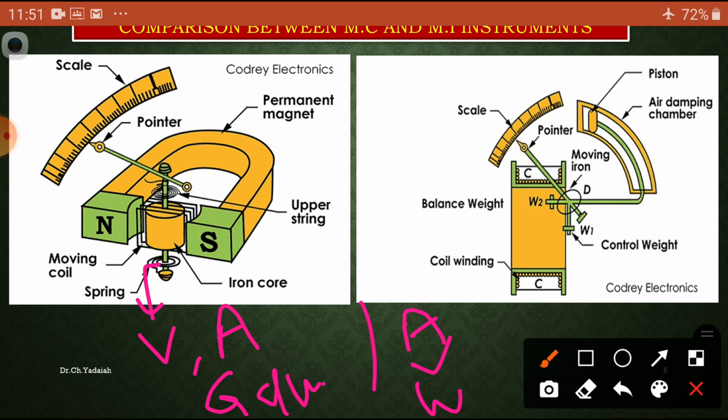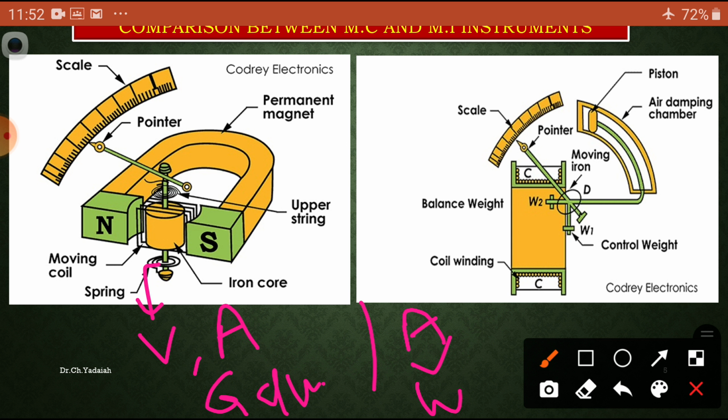Suppose I want to use the same moving coil instrument as a voltmeter. I have to connect one extra resistance in series, because we already know that the coil always has low resistance. An ammeter is connected in series with the load, but a voltmeter is connected across the supply, across the load, and in that condition you need to connect one extra resistance in series with the coil. Okay, so these are the basic things.